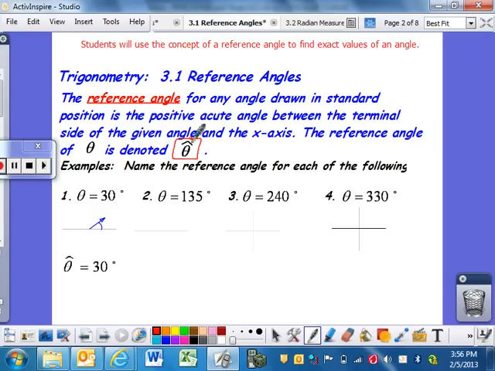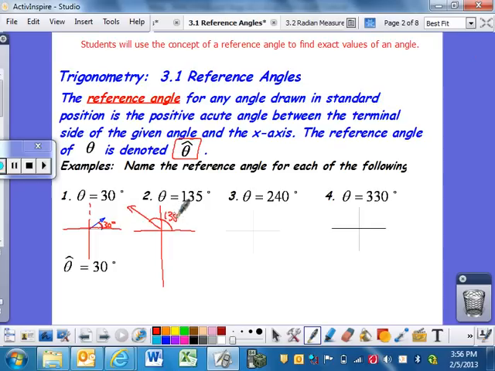Okay? For anything in the first quadrant, this is pretty straightforward. It's just the angle that's there. So how do I graph a 30-degree angle? It's just 30 degrees up. Where these reference angles come into play is now, beyond this, is how do I graph a 135-degree angle? Well, that's 90 degrees, and then we have 45 degrees more. Here's my actual terminal side.